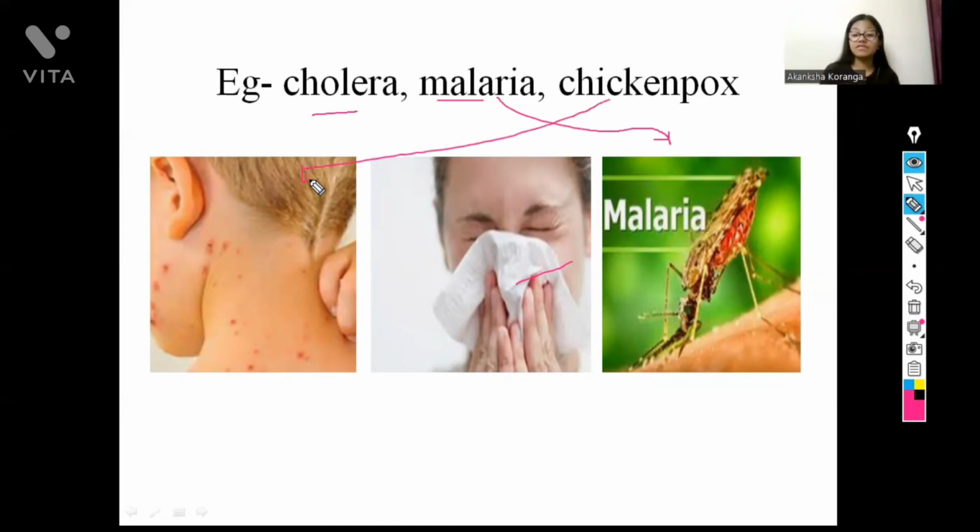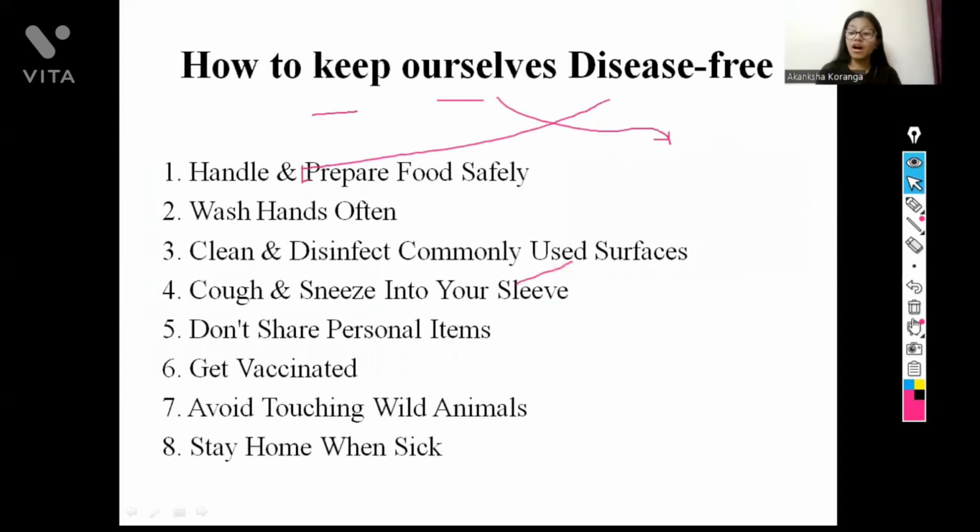These are the different symptoms of these diseases and how these different diseases are caused, right? So now, if we move on to our next slide, we will see how we can keep ourselves disease free. These points are very important to keep our body healthy.